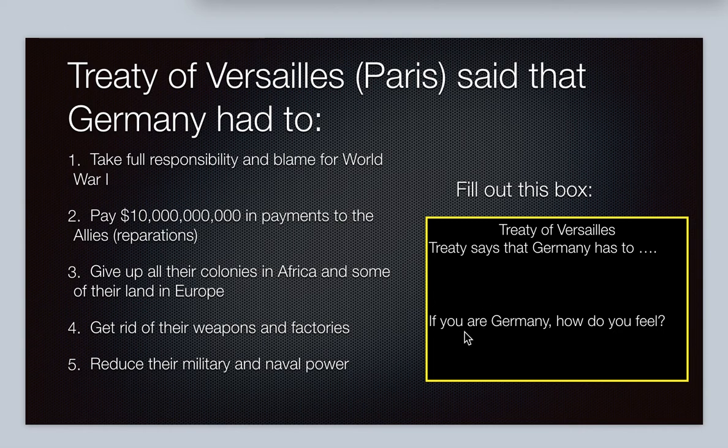Okay, so if you are Germany and you are having to face all the blame for this war, you're going to have to pay $10 billion. You have to give up your colonies and some of your land in Europe. You have to get rid of your weapons and your factories and reduce your military. How do you feel if you're Germany? Fill in that box with how you would feel if you were Germany.